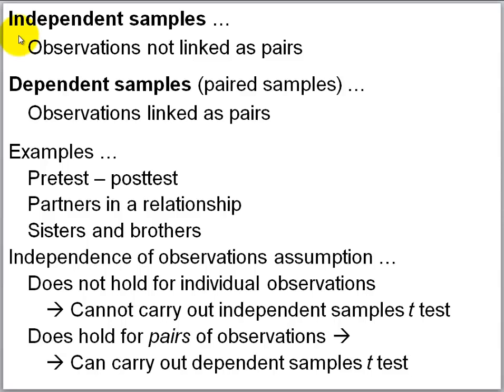We're going to talk about the dependent samples t-test here. Well, in independent samples, observations are not linked as pairs. On the other hand, when two samples are dependent or paired, observations are linked. So, some examples of dependent samples would be pre-test and post-test samples.